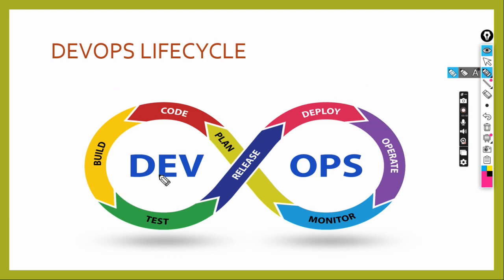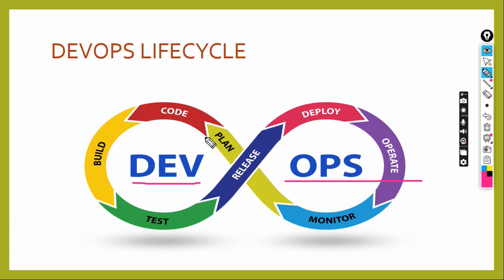DevOps depends on two teams. The first one is the development team and the other one is the operations team. The development team will develop the code and test the code. After development, the project is deployed, and this work is done by the operations team. The operations team will take care of the servers and their configurations.